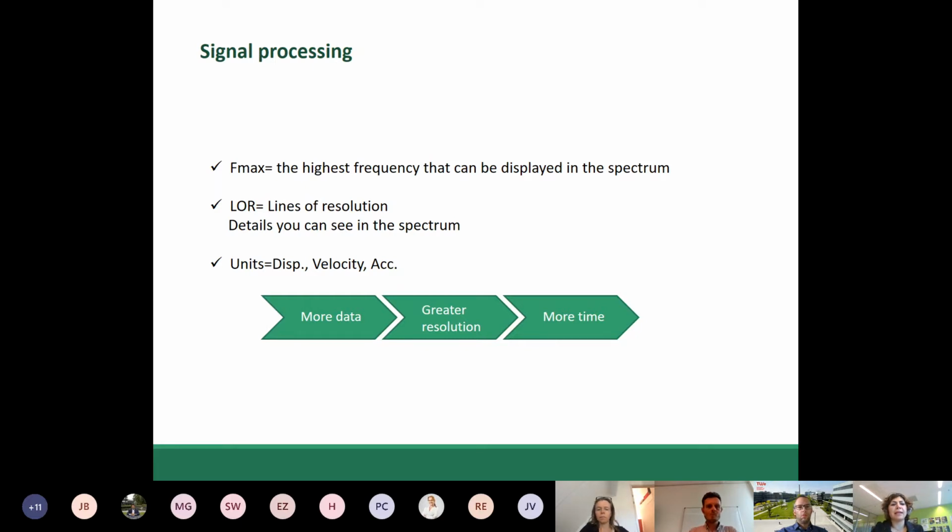Another important term is LOR, or lines of resolution. It actually indicates how much detail we can see in the spectrum. We should also know the units, whether we want to work in displacement or velocity or acceleration. The more data we collect, the greater resolution we will have, but we also need more time to collect this data. And we should also know that there is a balance for resolution. If the resolution is very high, we also need more storage to save the data.